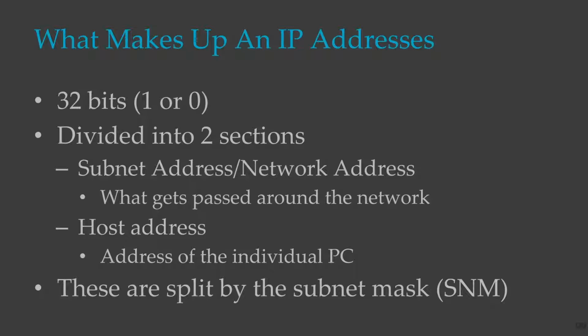So what makes up an IP address? Well, it's made up of 32 bits, that is ones and zeros. And the IP address is divided into two sections. There's the subnet address, also known as the network address. This is what gets passed around the network so that the routers and such know where the IP address is. And then there's the host address. This is the address of the individual device. And these are split up by the subnet mask.